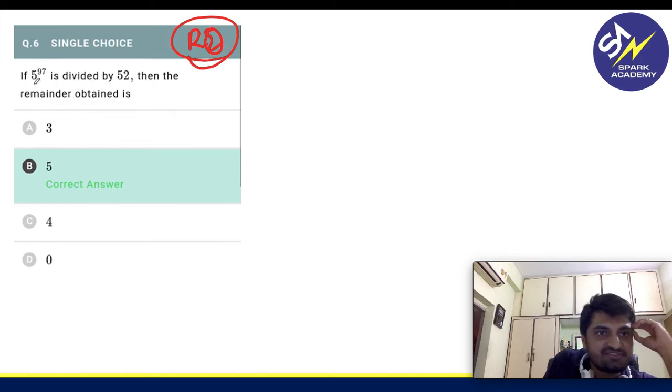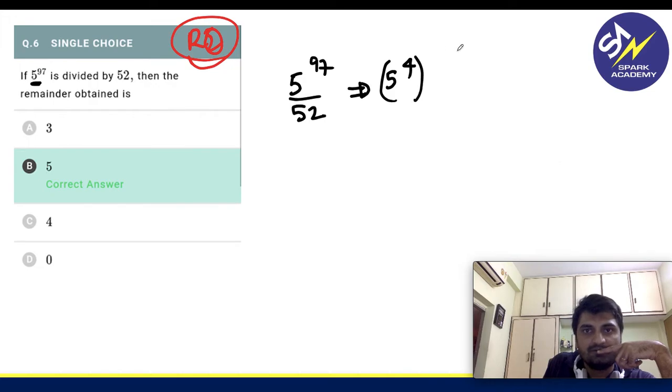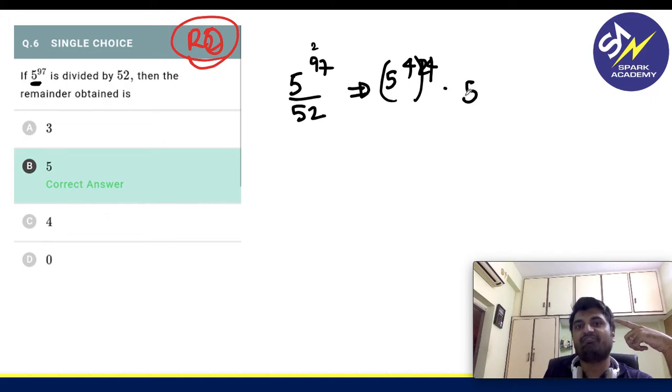Now what I can do here, this one, 5 power 97, right? 5 power 97 whole divided by 52. Let's see if I can do it in any other way. Can I write it as 5 power 4? 4 twos are 8. And 4 twos are 8, right? 97 means 4 twenty-fours are 96. So you will get 5 power 4 whole power 24 into 5. So look at this, 24 into 4 is 96, into 5, divided by 52.